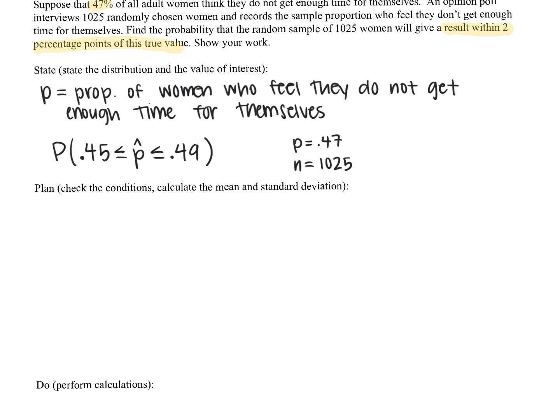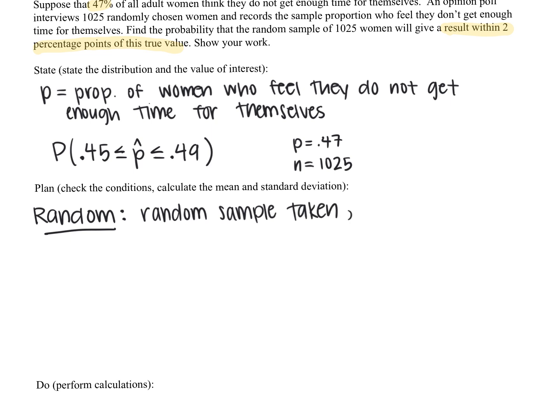So there's 3 conditions we have to check. We have to check random. So when we check that it's random, we are checking that we have an SRS. So it does say a random sample was taken. So when we have a random sample taken, that tells me that the mean of my distribution is then equal to my population. So my mean is 0.47.